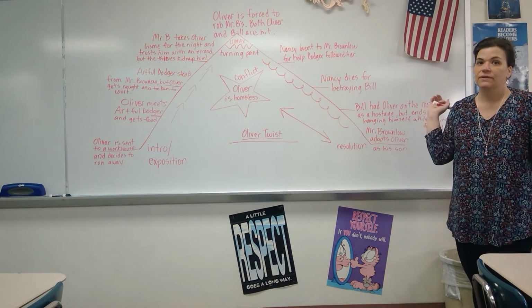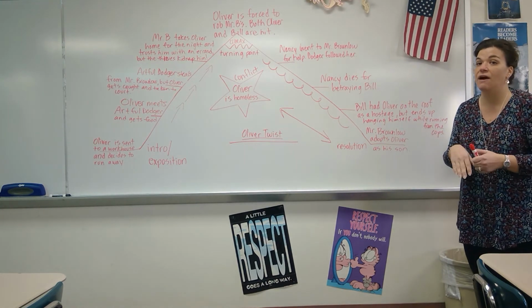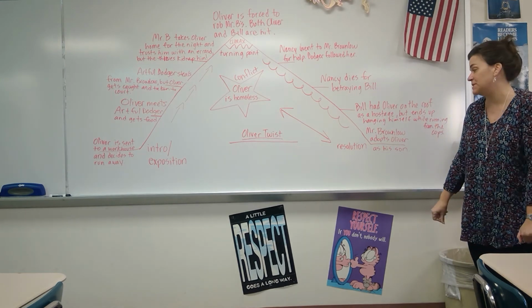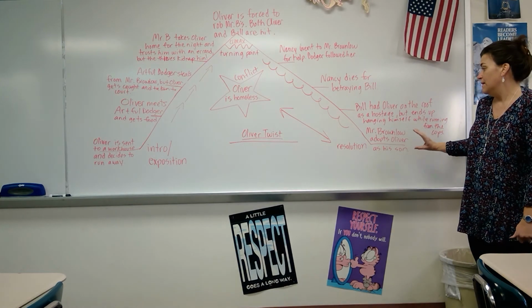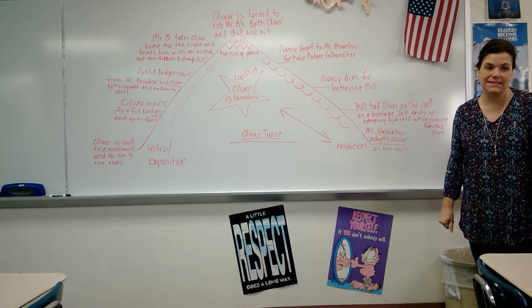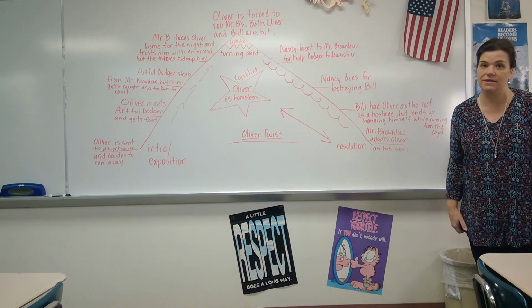And then, but what about Fagin, right? You have to read the book if you want to find out what happened to Fagin. And then we know that Mr. Brownlow adopts Oliver as his son, and that's how the story ended.